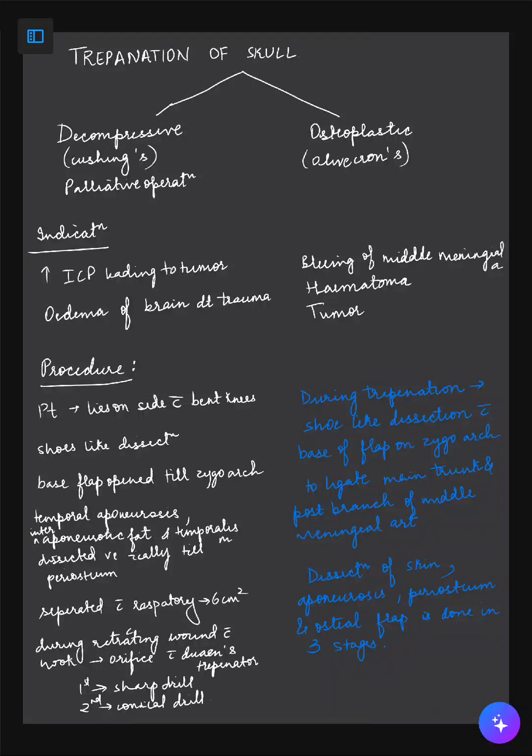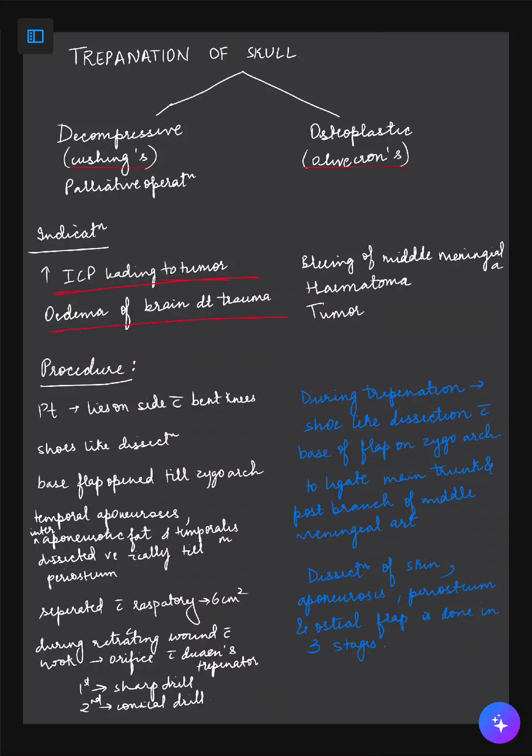Now we would move on to the trepanation of the skull. Now, there are two types of trepanations. One is decompressive and another is osteoplastic. Decompressive is also called Cushing's, and osteoplastic is also called Oliver Crone. Now, decompressive is a palliative operation. Now, the indication is increase in intracranial pressure, which leads to, for example, if there is a tumor, then intracranial pressure would increase, or due to trauma, there would be edema in the brain.